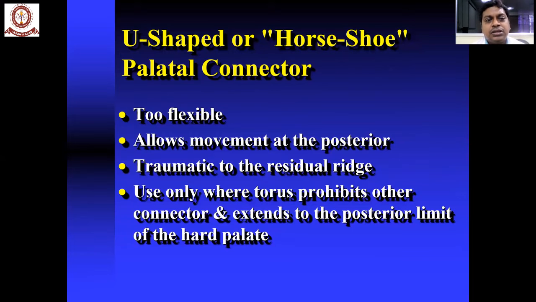So a U-shaped or horseshoe-shaped palatal connector, when it is too flexible, allows movement at the posterior when the patient starts using it or biting or chewing. That time it is going to move, and it is traumatic to the residual ridge because it is free end. Because it is in the free end, it is going to move, so it is going to be traumatic to the residual ridge. Use only where the torus prohibits other connectors, and extend to the posterior limit of the hard palate.